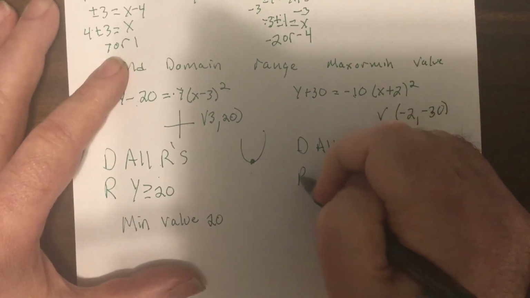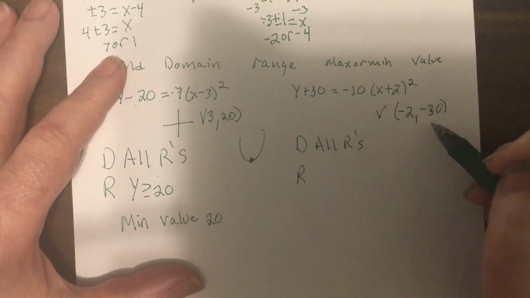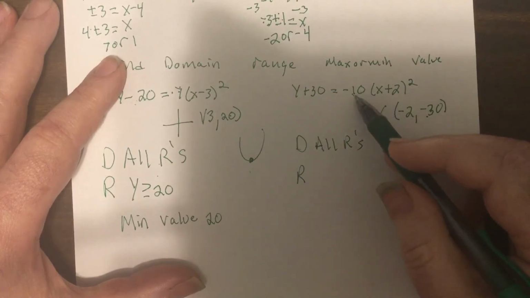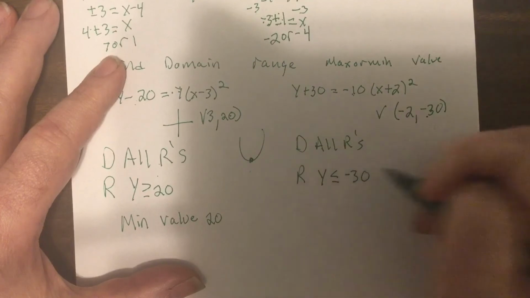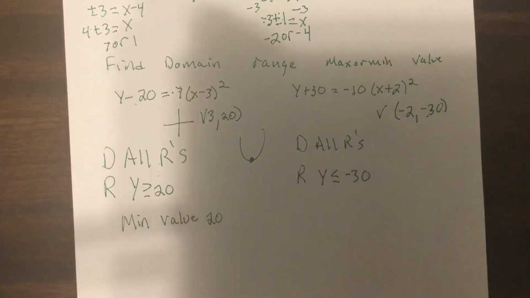So the range, okay, it starts at negative 30 and goes down. So y is less than or equal to negative 30. Now there's different ways to write that, and different teachers have you write it in different ways.